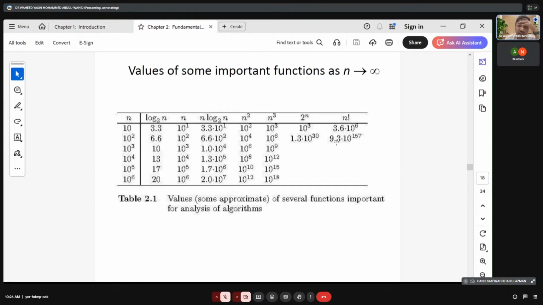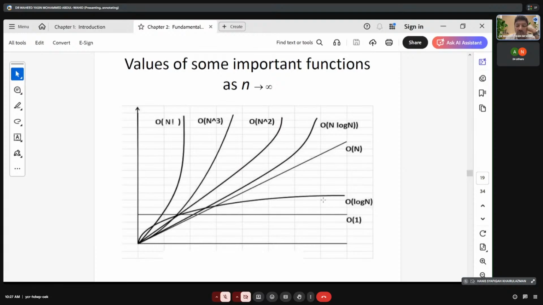Last time we tried with Ashraf in the class to calculate the factorial, and we noticed that sometimes it gives the message infinity. So here we have O(1), O(log n), O(n) linear, O(n log n), and O(n power 2), O(n power 3), O(n factorial). Also here will be O(2 power n).